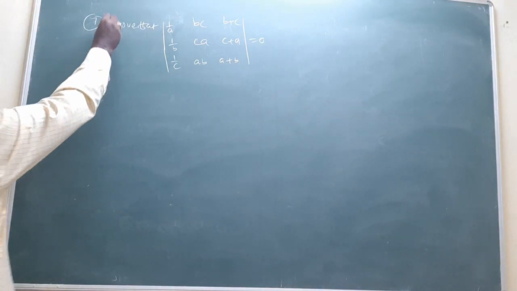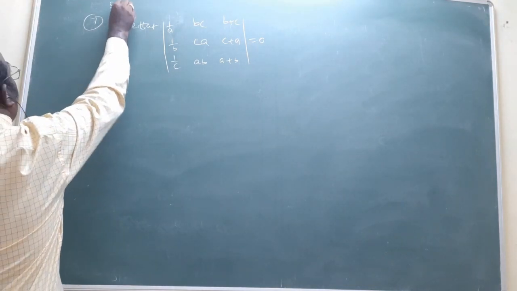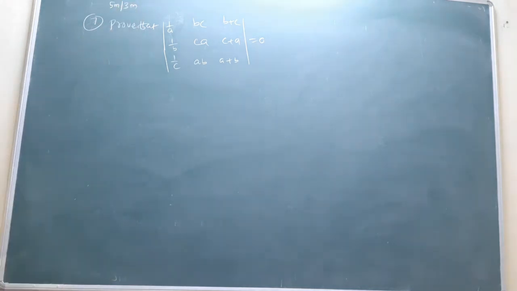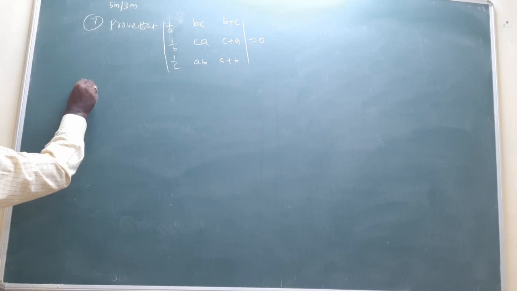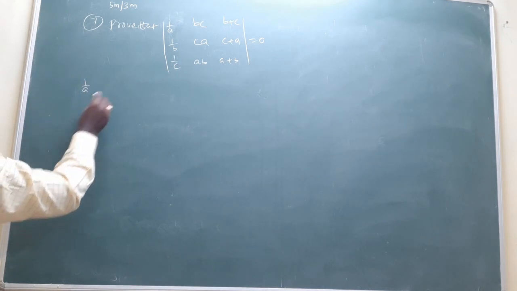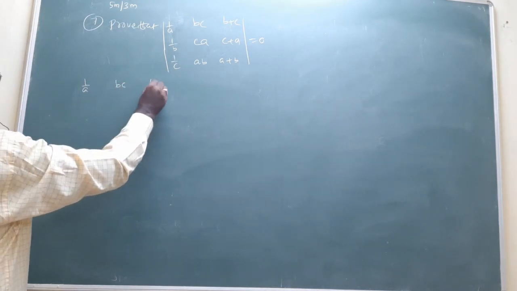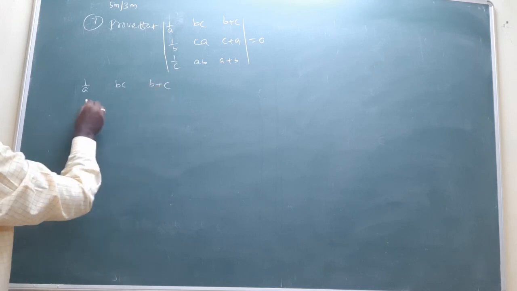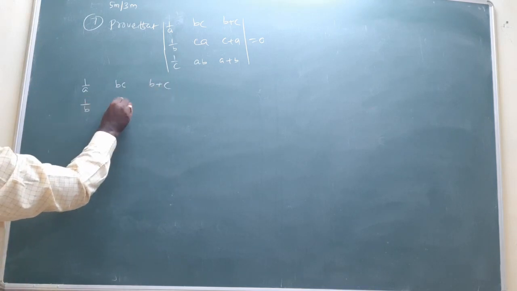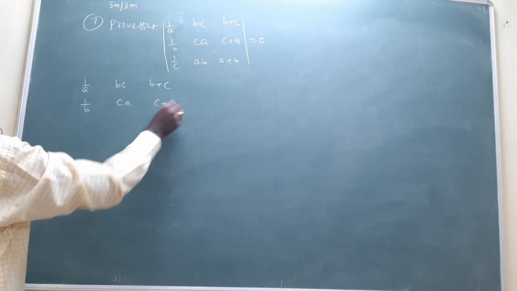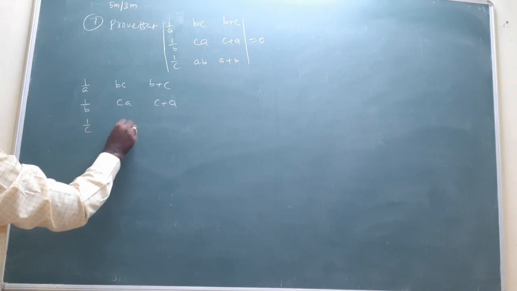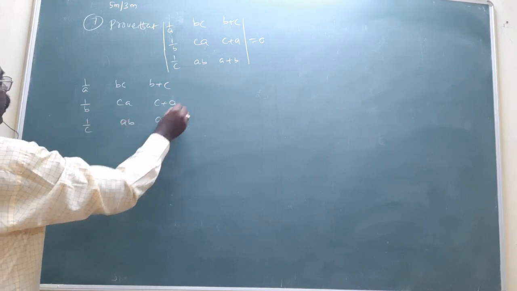This question also is a 5 mark or 3 mark question. Important question. Now start the question. 1 by A, B, C, B plus C. Next side: 1 by B, C, A, C plus A. 1 by C, A, B, A plus B. This is the question.